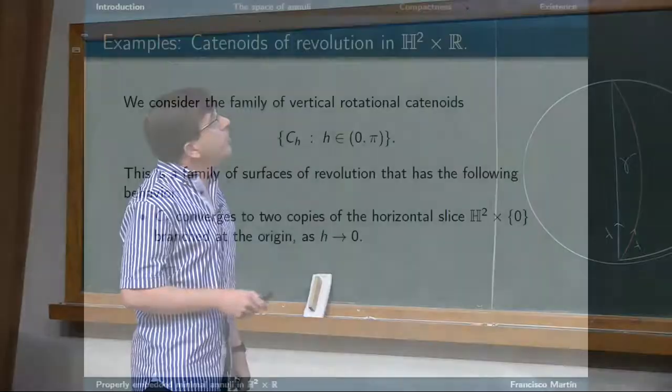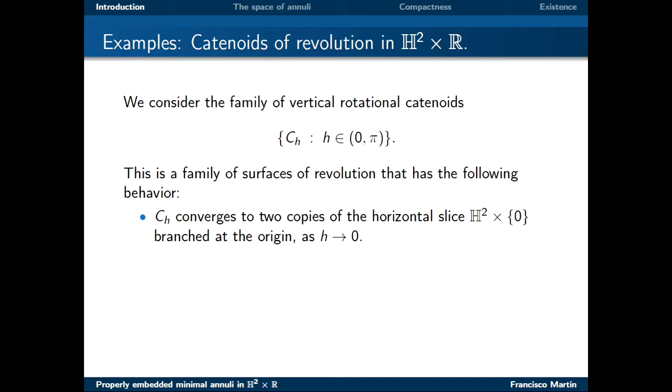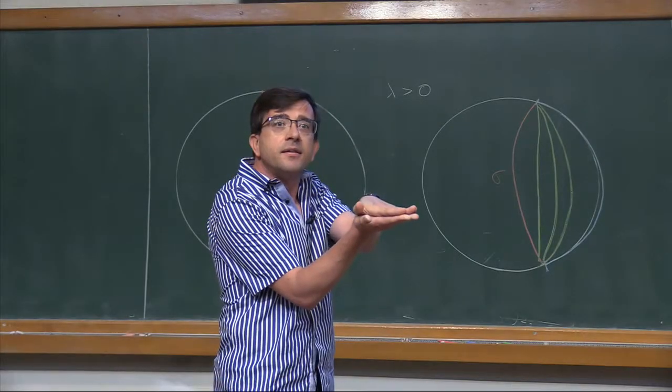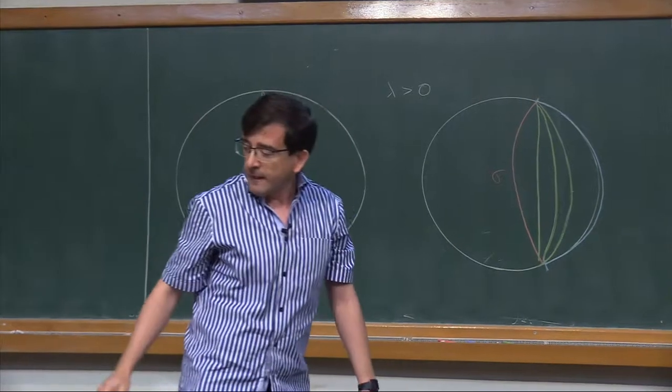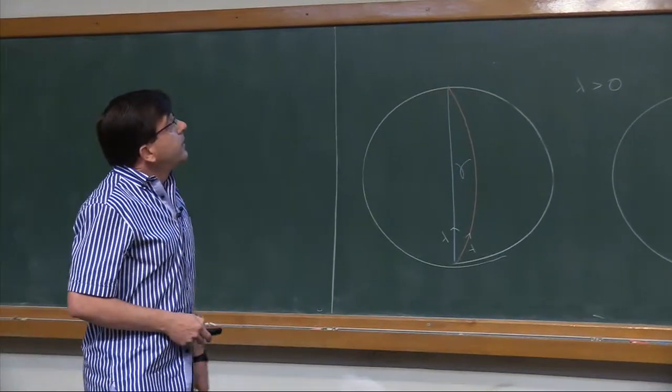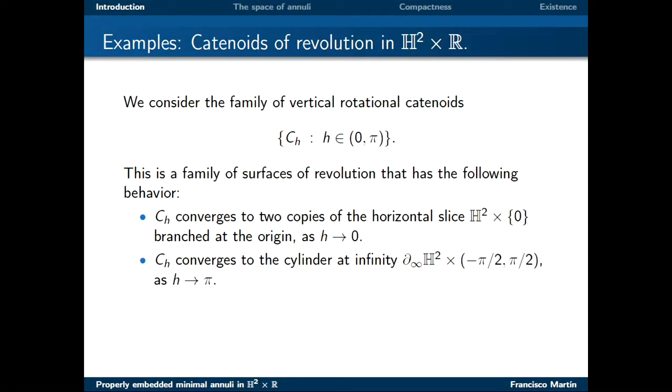When the height goes to 0, it is like in the Euclidean case. The limit consists of two totally geodesic disks, or a double totally geodesic disk with a puncture at the origin, where the convergence is not smooth at this point. When the height goes to pi, the limit disappears at infinity. So the limit is the cylinder at infinity between 0 and pi. So you don't have a limit, properly speaking, in H2 cross R. You have a limit in the compactification.